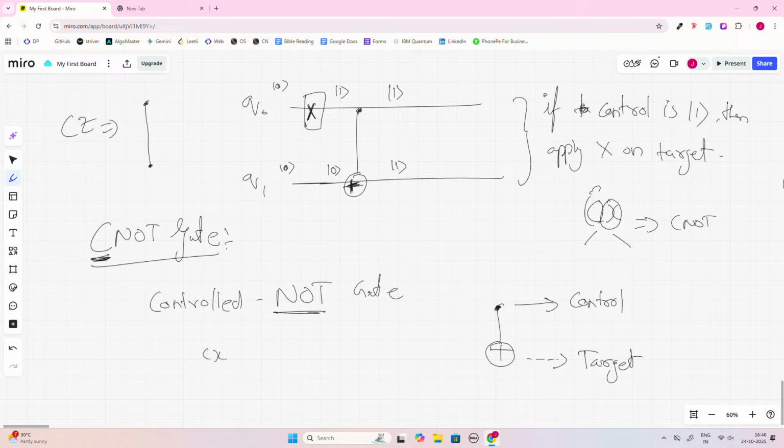Obviously we write it ourselves, so there's no problem. But in a circuit you can't understand, because both of them will be dots. Typically this is control and this is target. And here we have a clear cut definition. Dot is a control, plus is a target.